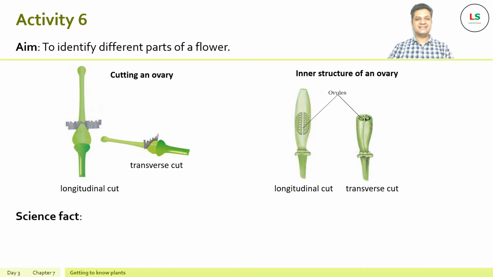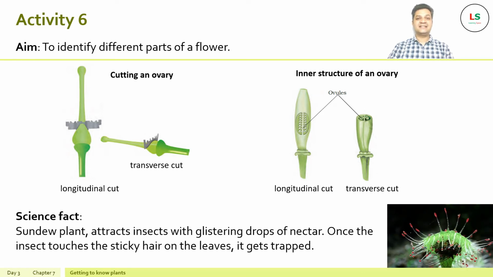Now a science fact. Sundew plant attracts insects by glistening drops of nectar. Once the insect touches the sticky hair on the leaves, it gets trapped.